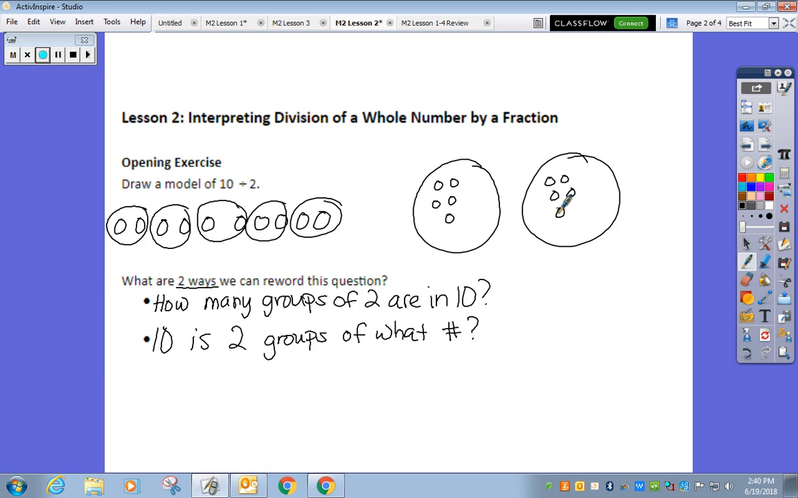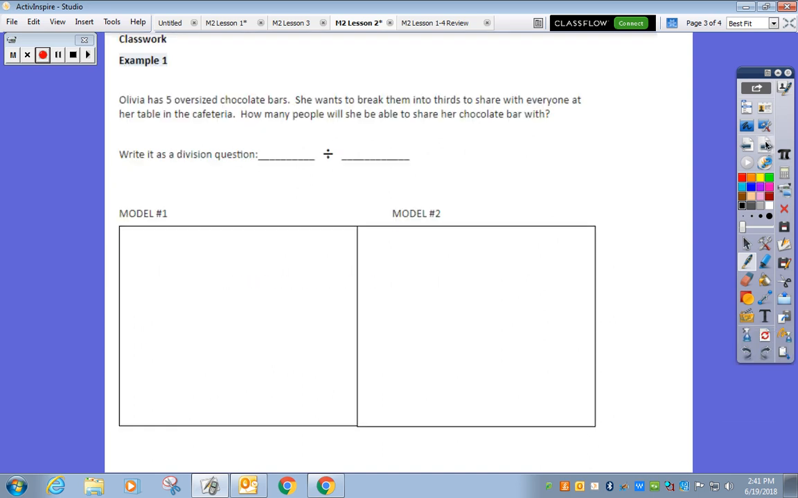Okay, so we are going to use these two questions and these two interpretations of a division problem to help us divide fractions. Okay, so example 1 says Olivia has 5 oversized chocolate bars. She wants to break them into thirds to share with everyone at her table in the cafeteria. How many people will she be able to share her chocolate bar with?